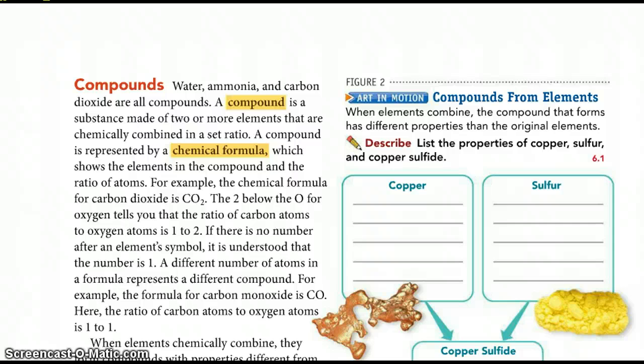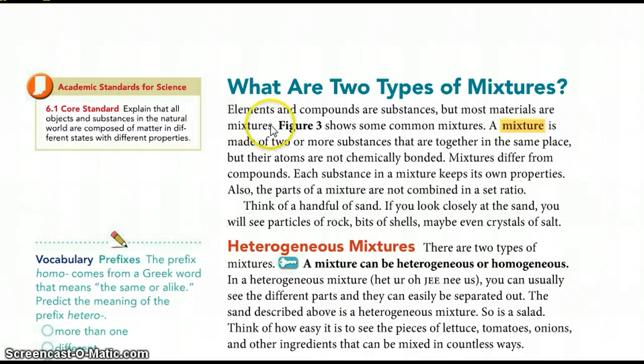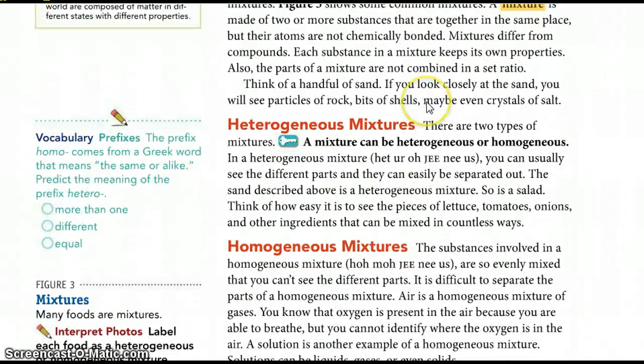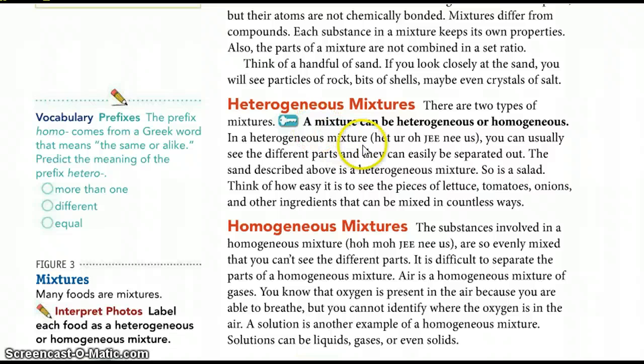The second question that we asked is, what are the two types of mixtures? Well, there are two types of mixtures that we're going to talk about, and these sometimes can be hard to pronounce, but if you look at the pronunciation, this is heterogeneous mixtures. Heterogeneous mixtures usually contain things that can be separated.